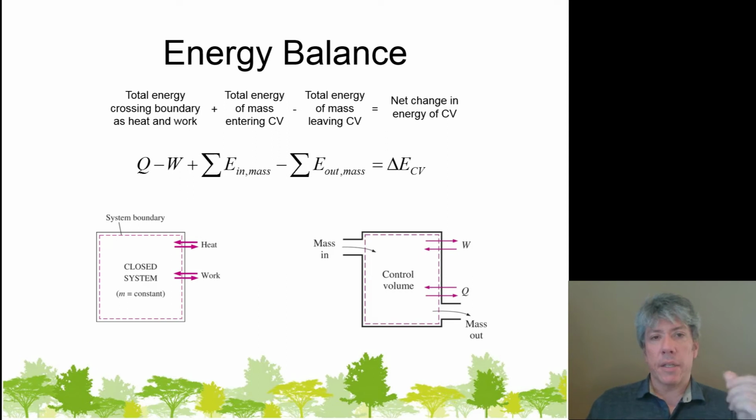So to write that out in a symbolic form, we have Q minus W, just as we had the sign conventions before. Heat in is positive, work out is positive, and that's the Q and the W piece. But remember, there can be multiple heat flows and multiple work flows, so I probably should have included a summation sign in front of the Q and the W in this equation. Similarly, there can be several different mass flows into a system.